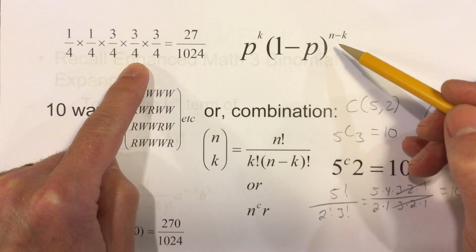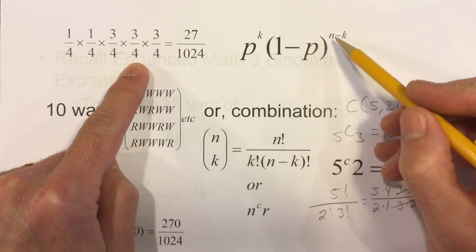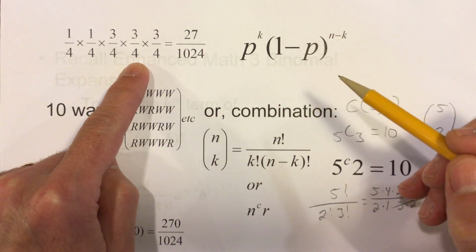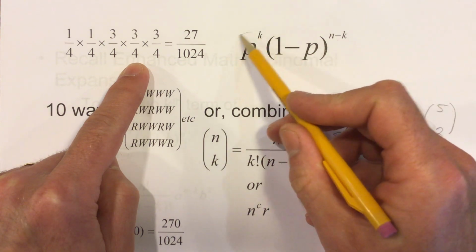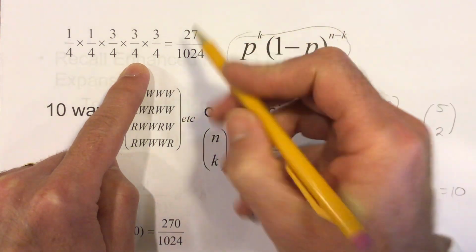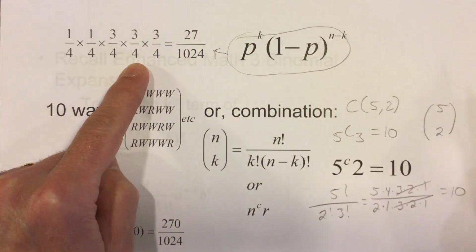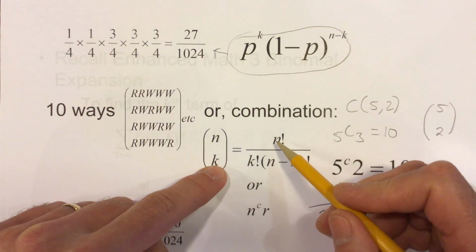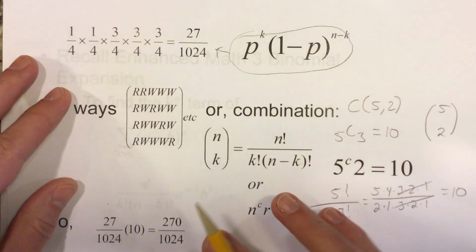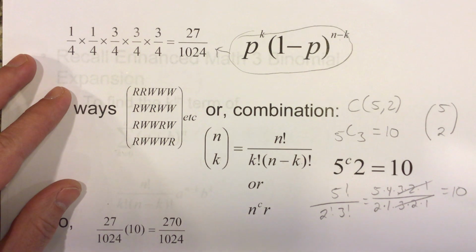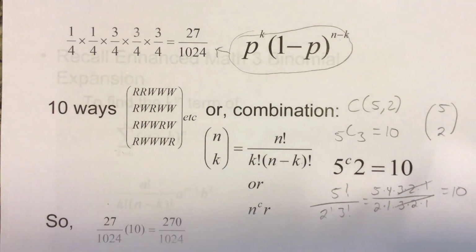And the number of failures you're looking for will always be the total number of trials minus the number of successes. So this is like the shortcut right here to do that part of the problem, okay? And then the combination thing is the shortcut to get the 10. And there you go. We've now discovered the binomial theorem, okay?